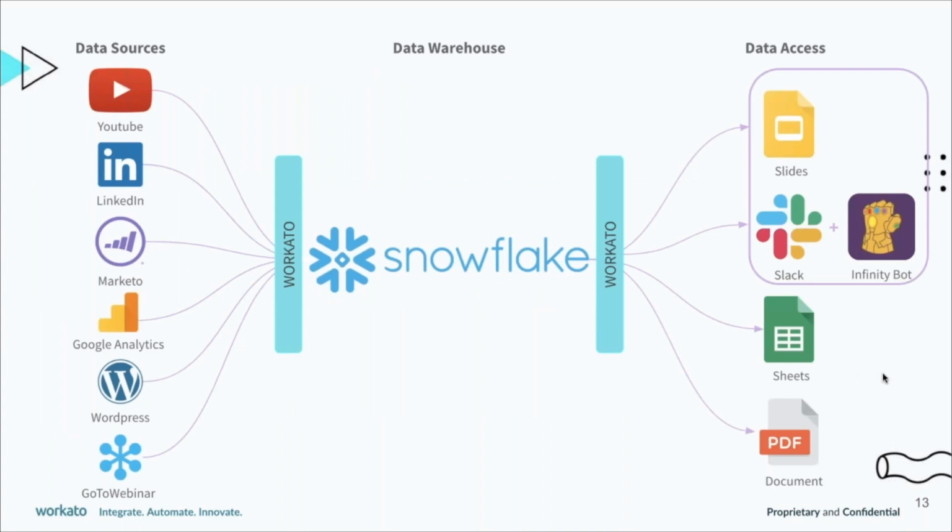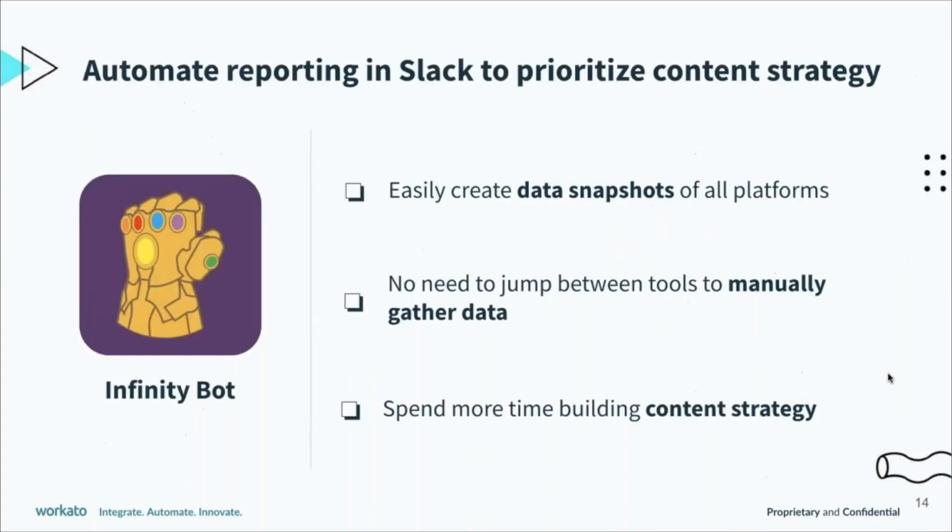So overall, this is kind of what the general process looks like. We have data coming from multiple places like YouTube, Google Analytics, LinkedIn, WordPress, etc. And on the other side, all of this data is being loaded into Snowflake. And on the other side, we have multiple access points where you can get a snapshot of all the data in one place, whether you like using Google Sheets or having it in a document. But because we love to use Slack at Workato and it's our go-to tool for many different things, we created a bot as an access point as well.